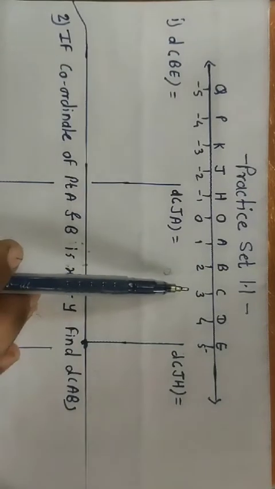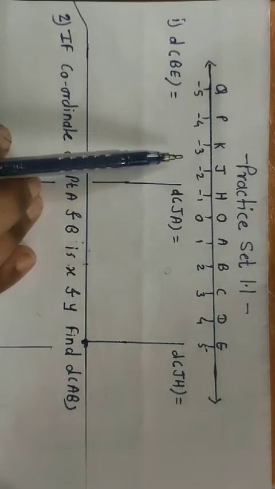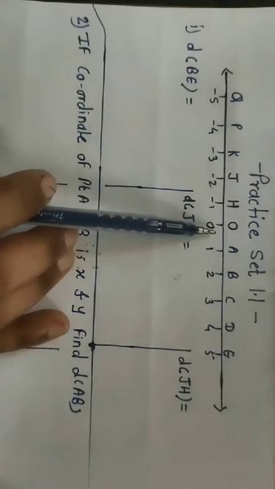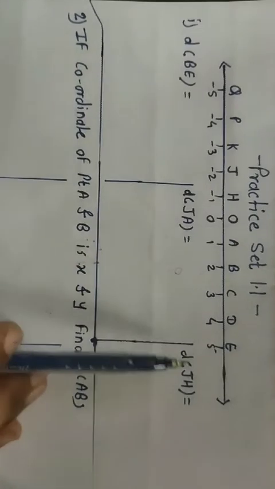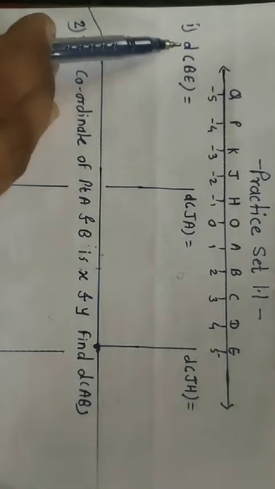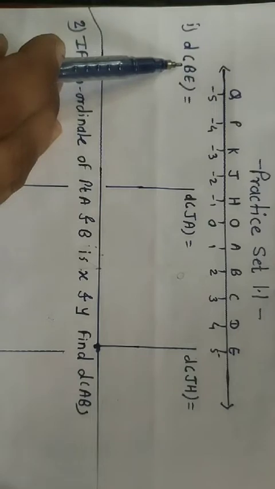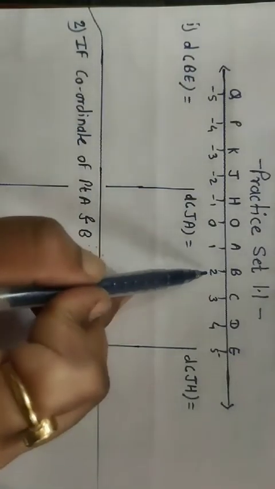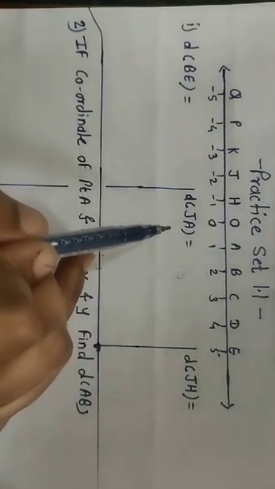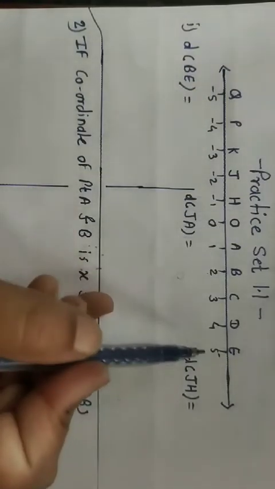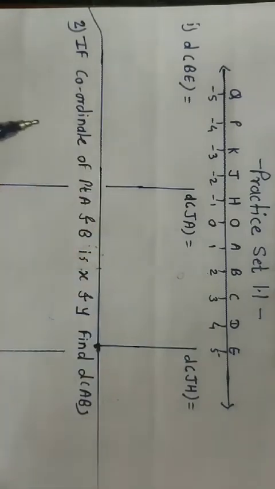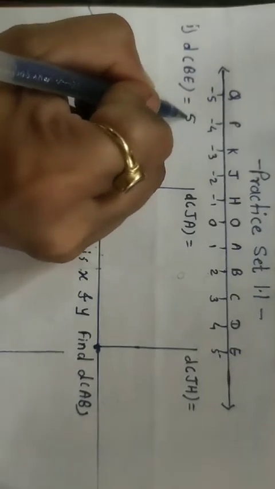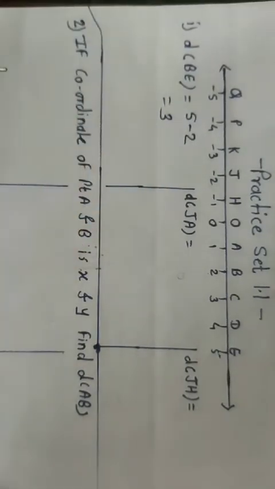In that practice set 1.1, the first example is that we are given a number line and we have to find the distance between the given two points. In that, the first one is we have to find distance BE. See, on this number line, 2 is the coordinate of point B, then 5 is the coordinate of point E. So 5 is greater than 2. Then distance BE is equal to 5 minus 2, which is equal to 3.